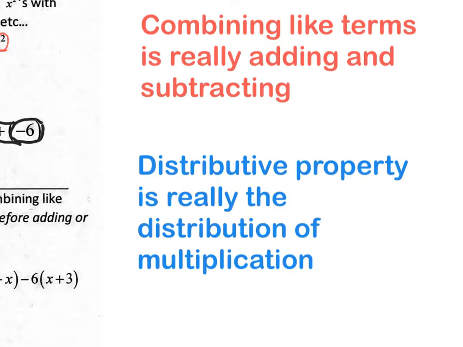And distributive property is really the distribution of multiplication. Okay, so if you're faced with distributive property and combining like terms, where distributive property is multiplying, combining like terms is adding and subtracting, which one do you have to do first according to PEMDAS? You have to multiply first before adding and subtracting. So that's why we have to distribute before adding and subtracting, before combining like terms. So if there's ever a distribution, you have to do the distribution first before combining like terms, okay? So always distribute first before combining like terms.